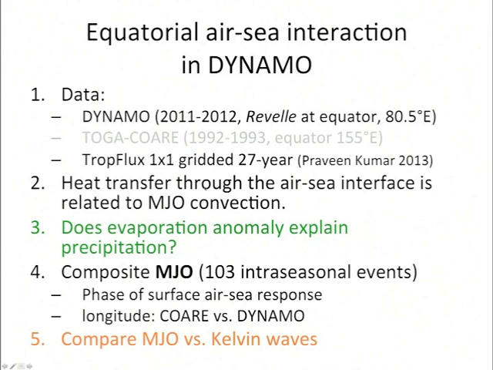Because these are global analyses, I can use the TropFlux global analysis to examine the difference between the DYNAMO location in the Central Indian Ocean and the core location in the Western Pacific. And then with a little bit of motivation that I'll get to, I'm going to compare the MJO air-sea interaction composite versus the one for Kelvin Waves.